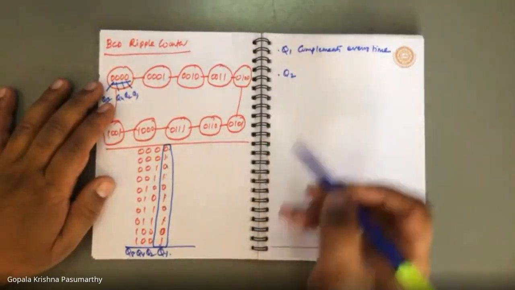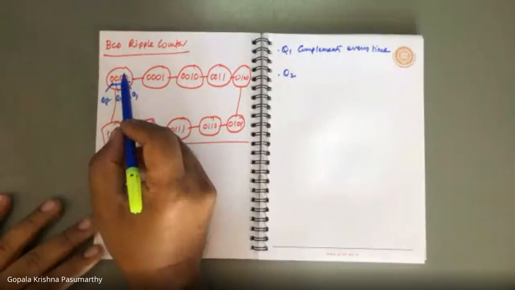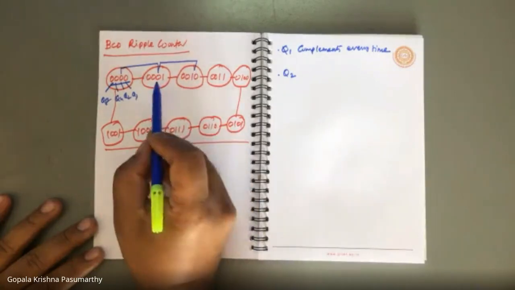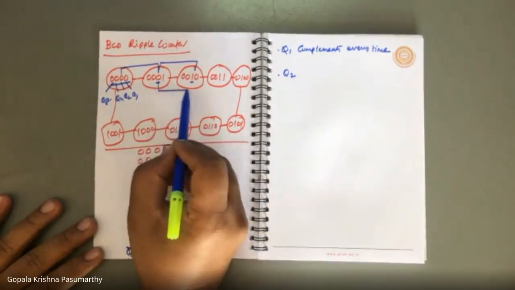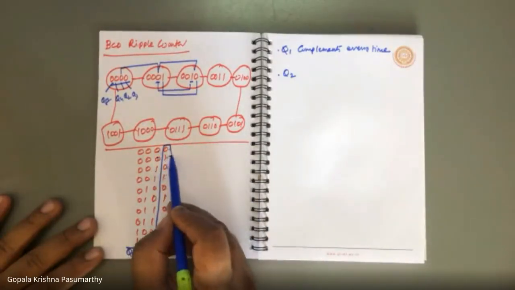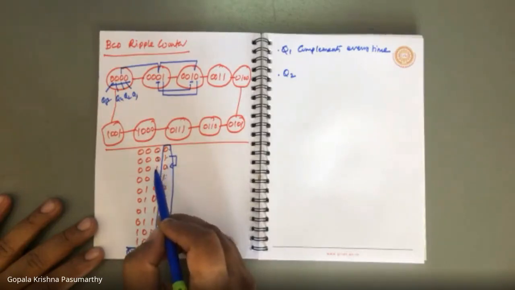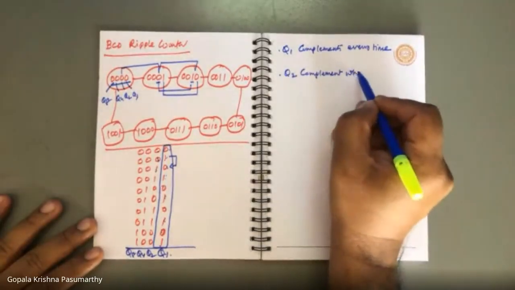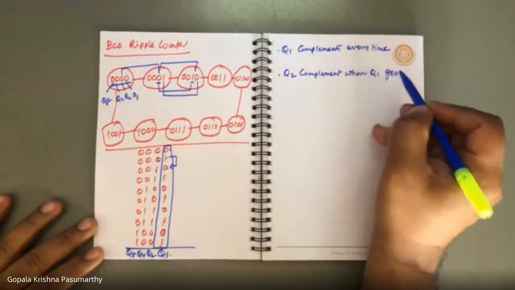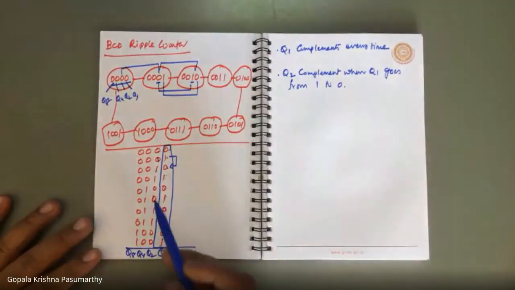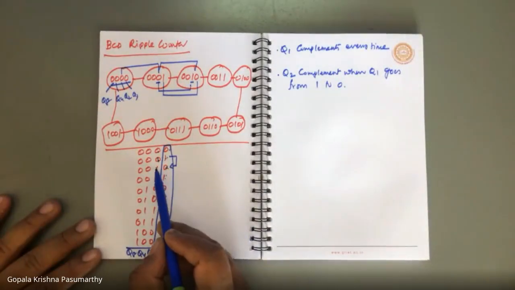Now let us try to understand Q2. See Q2. Q2 is 0 here, 0 here, no change. Q2 is 0 here, 1 here. So Q2 complements when Q1 goes from 1 to 0. This is Q2: 0, 0, 0, 1, which means when Q1 goes from 1 to 0, Q2 complements. That's what you understand.